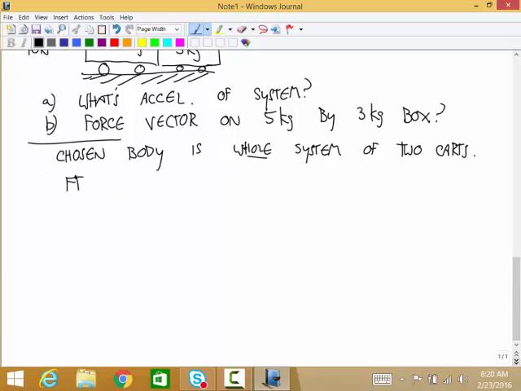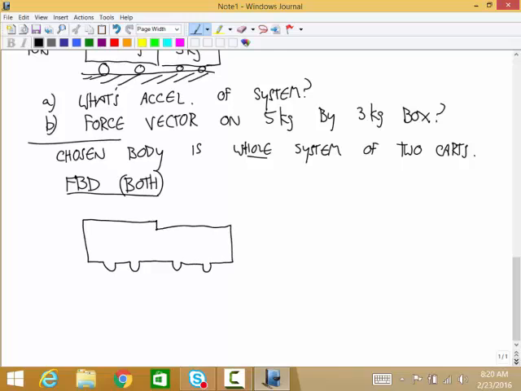So, free body diagram of both. I'm going to start out with an outline of the chosen body, which is this whole system. I don't really care if you put this much detail into it, but that's an outline of the chosen body. Then we're going to go in this order. We're going to think about the field forces applied to our chosen body. That's gravity. That would also be electric forces or magnetic forces. In most of our problems, it's just going to be the weight.